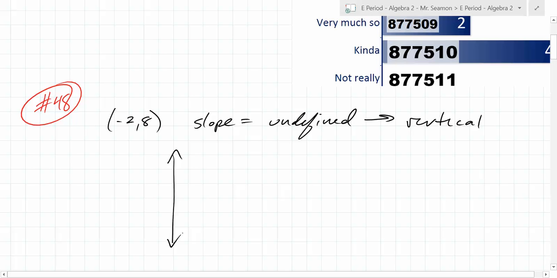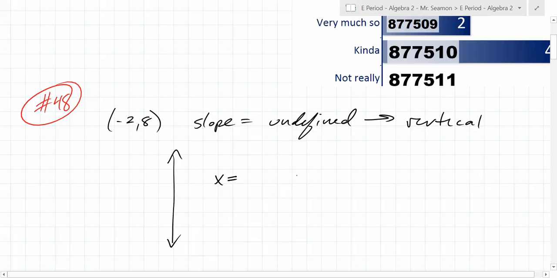What form do equations for vertical lines have? Not slope-intercept. What do they look like? X equals a number. All vertical lines have equations that are x equals a number. So it doesn't matter what y is. The only thing that matters is the x value. So it's going to be x equals what?